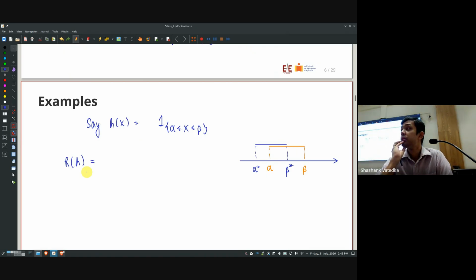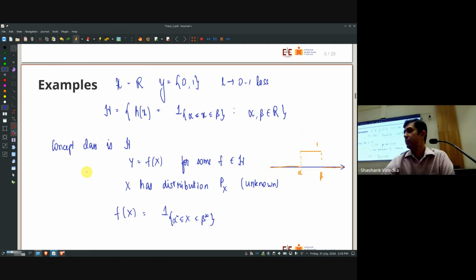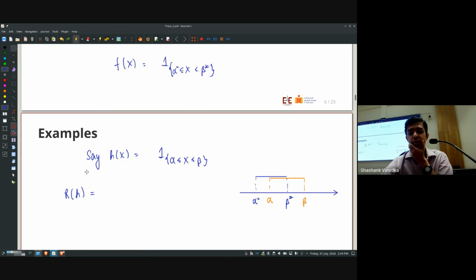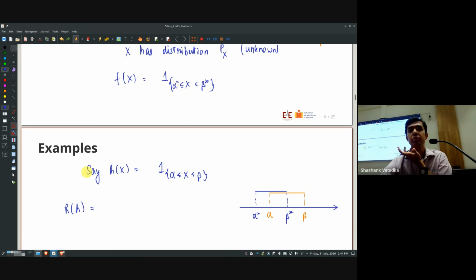What is the loss? So a more fundamental question is, in general, for a classification problem, what is the generalization error equal to?